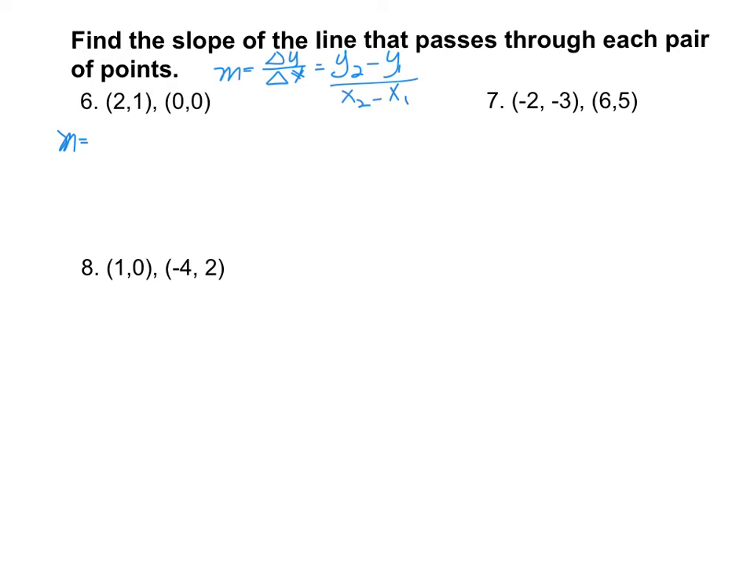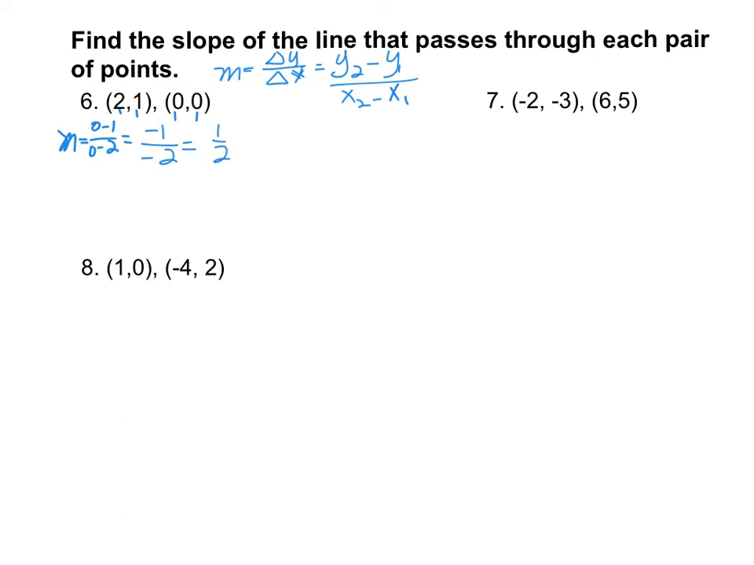I've got y2, which I'm going to use as 0. All right, that point right there. And then I've got minus y1, which I'm going to use this point here, over x2, which I'm going to use this point here, it's 0, minus x1, which is this point here, so minus 2. So in this case, I've got a negative 1 over a negative 2. And anytime I have a negative divided by a negative, well, that's a positive. So I've got a slope of a positive 1/2.